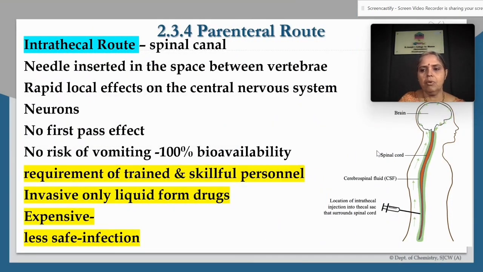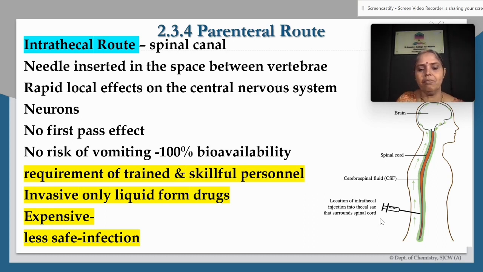Now, what is the intrathecal route? The intrathecal route, as I told you, is giving the drug to a particular region in between the vertebrae. So you can see here, this is the spinal cord and the vertebral column. Not even nurses, only doctors give this kind of injection. They need to be specially trained, because you are dealing with the central nervous system. The effect will start almost instantaneously. So this intrathecal injection is given only by doctors.